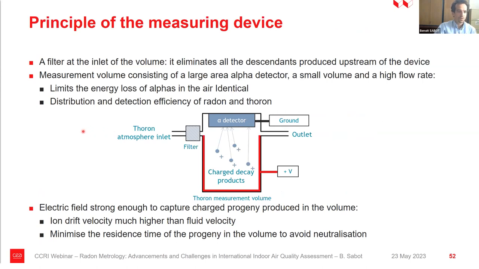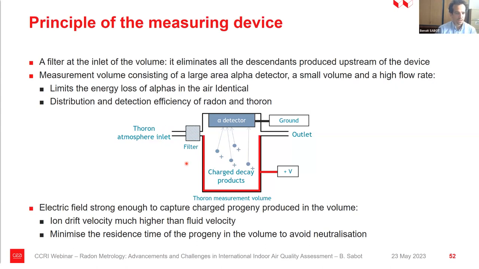So in this device, we have a thorium atmosphere inlet that is filtered with a high efficiency filter in order to remove all decay products that are created before entering into the detector. And then inside the detector, you will have the thorium that will decay and produce charged solid decay products that we have to catch immediately before they lose the charges.